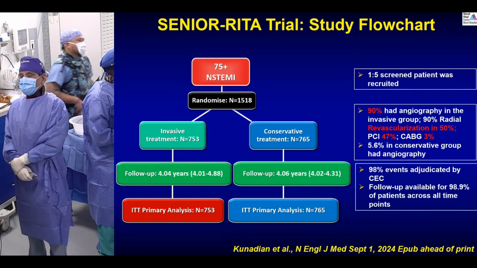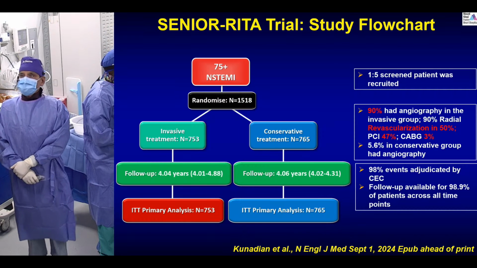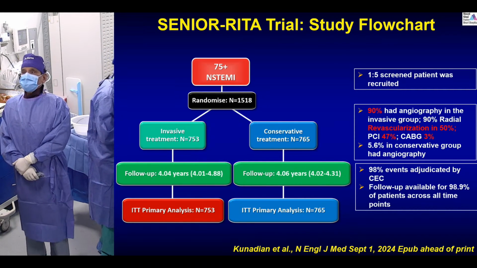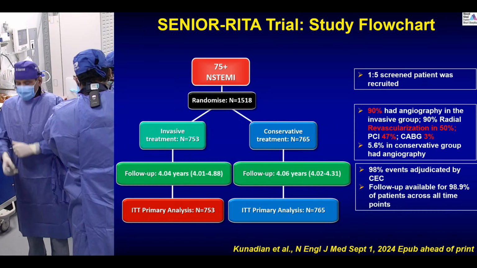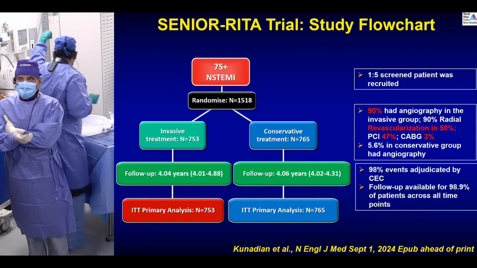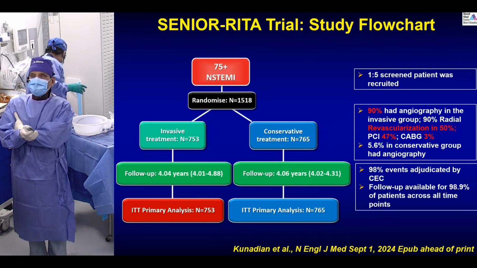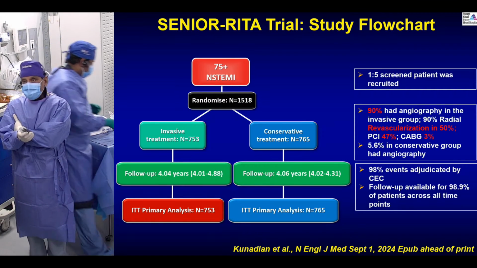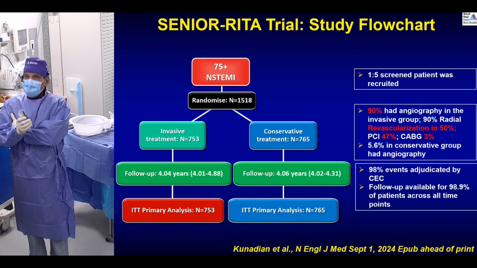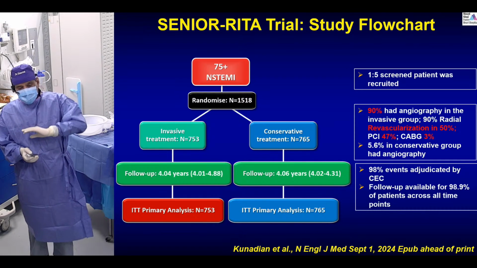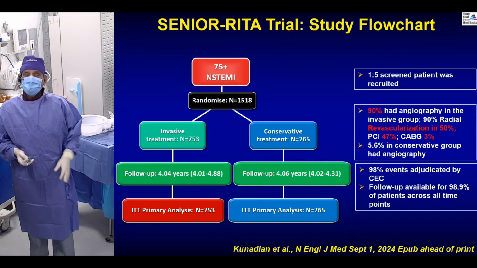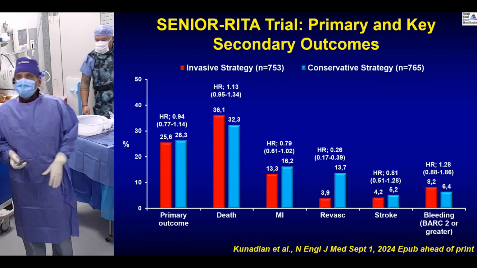In the conservative group, a very small percentage, 5.6, had angiography. There, 80% got the PCI. So just to say that overall, this is an elderly patient population, because mean age was 81, so not only 75, and 70% of patients were aged more than 80. So it truly is an elderly patient study with non-STEMI, where STEMI indications are to go for PCI. Non-STEMI, that's where one of the major trials, this SENIOR-RITA, was published in NEJM.